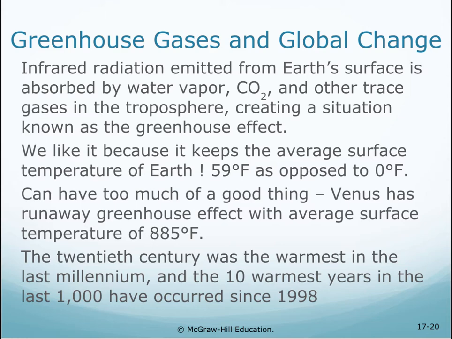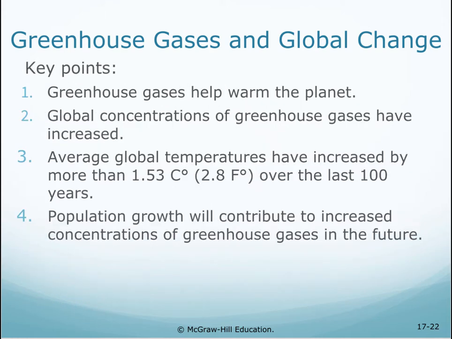The 20th century was the warmest in the last millennium, and the 10 warmest years in the last 1,000 have occurred since 1998. Key points. The greenhouse gases help warm the planet. We do need it. Global concentrations of greenhouse gases have increased. The average global temperatures have increased by more than 1.53 degrees Celsius or 2.8 degrees Fahrenheit over the last 100 years. The population growth will contribute to increased concentrations of greenhouse gases in the future.